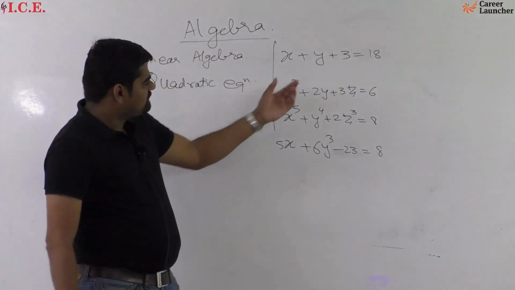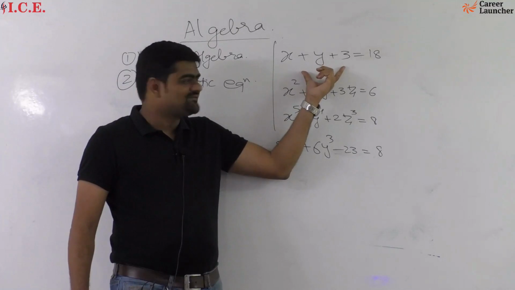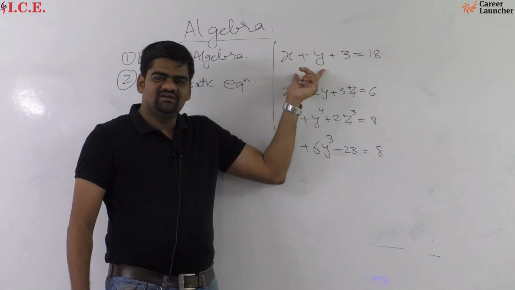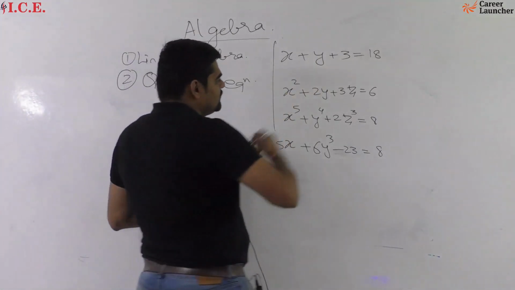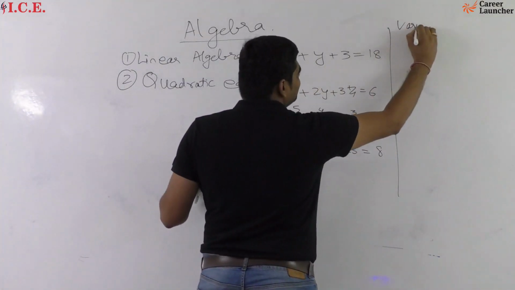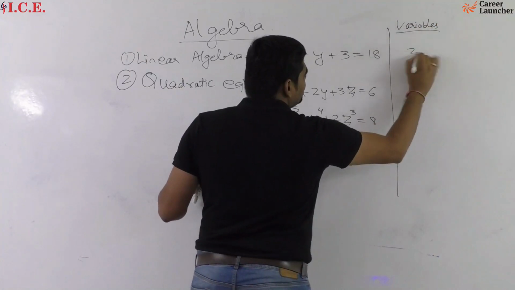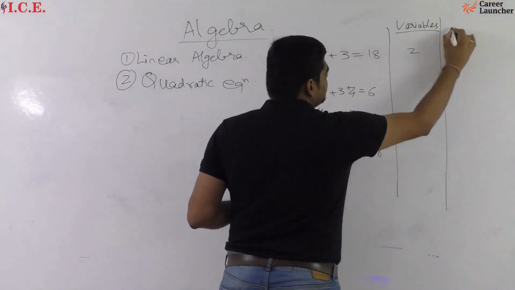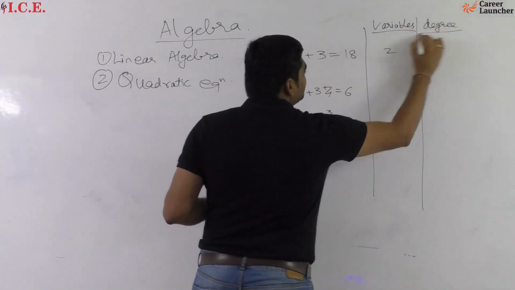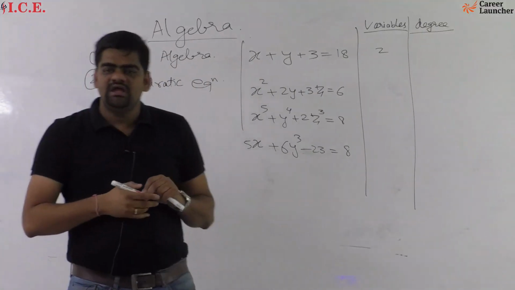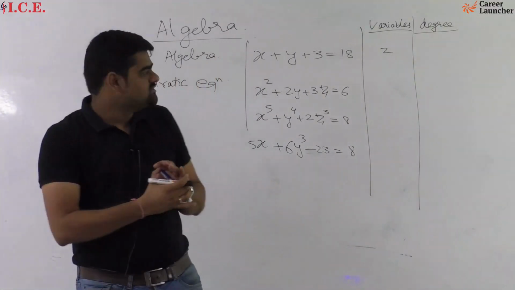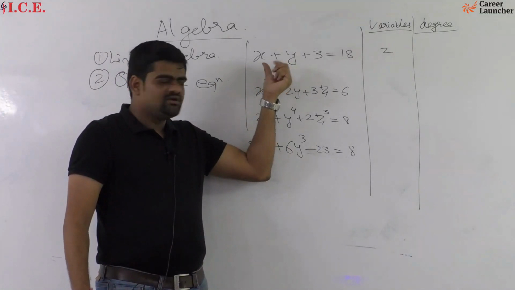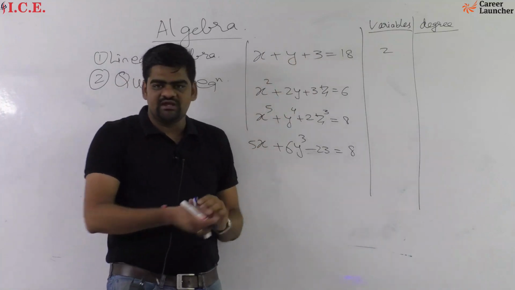For example, when I look at this equation, how many variables are there? So x is a variable, y is a variable. So how many variables are there? 2. So can I say the number of variables is 2 in this? Yes or no? And if I want to find out the degree, as I said, what is the definition of degree? Degree is the highest power of any variable in an expression. So the highest power of any variable in this equation is how much? x raised to 1, y raised to 1. So the highest power is 1.